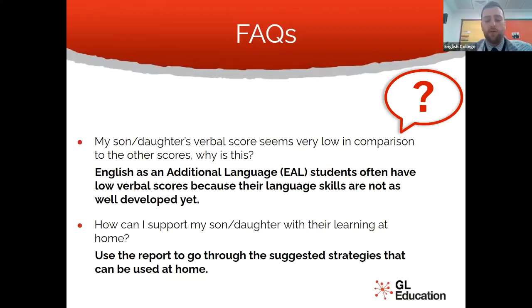And a lot of parents always ask, how can I support my son and daughter at home with their learning? All the strategies you always do: read the profile, go back through this presentation, and just continue to do what you've always been doing with your children at home. I'm sure it's been very successful.